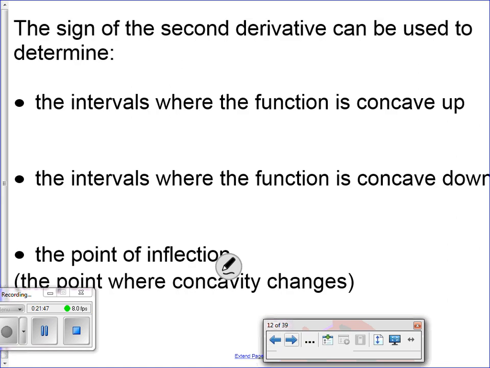Okay, the sign of the second derivative, it's all about the concavity. The thing is, if someone asks me where's a function increasing, decreasing, max, min, I'm making a first derivative sign chart. But if someone asks me, hey, where is your function concave up, concave down? Where do you have a point of inflection? I don't want to know the sign of the first derivative. You're going to make a sign chart for the second derivative.